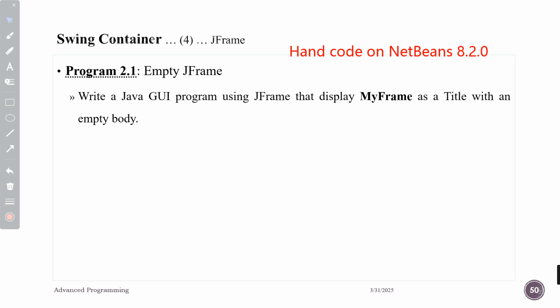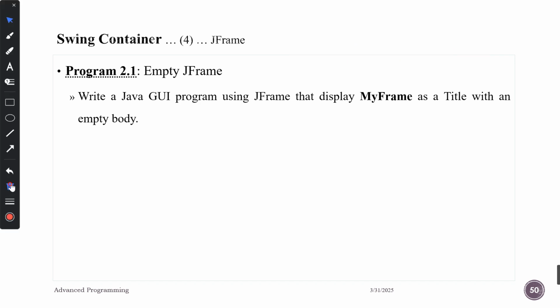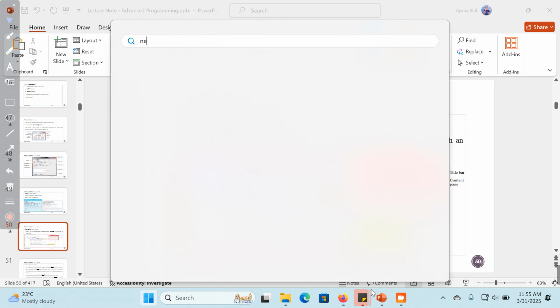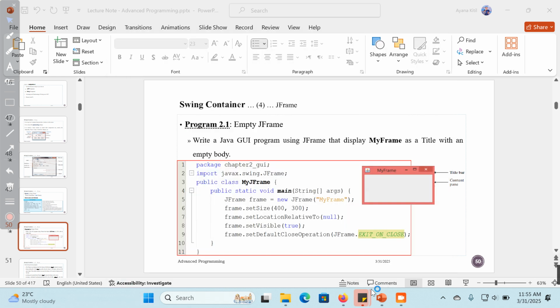that displays my frame as a title with an empty body. So to create an empty body JFrame, what are we going to undertake here? We are going to use NetBeans. Suppose let me open NetBeans 8.2.